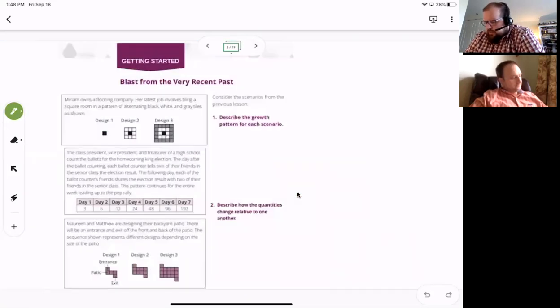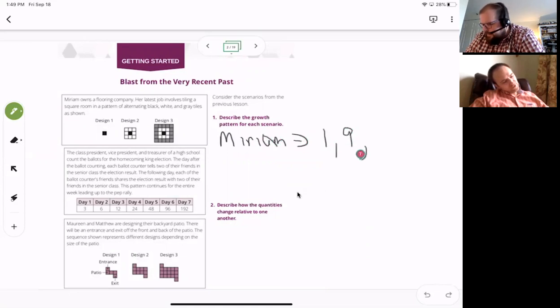Okay. So we've got a whole bunch of patterns that we've used previously. And here it's talking about growth patterns. That's how many items we have going from one design to the next design.